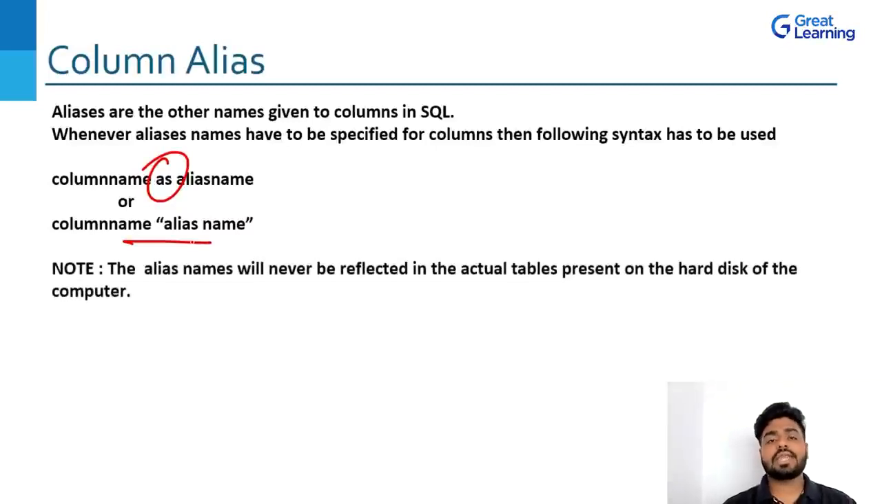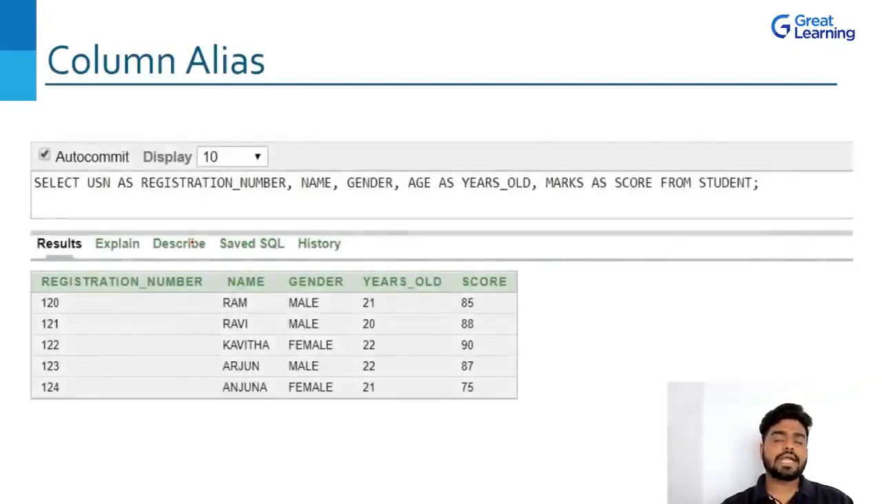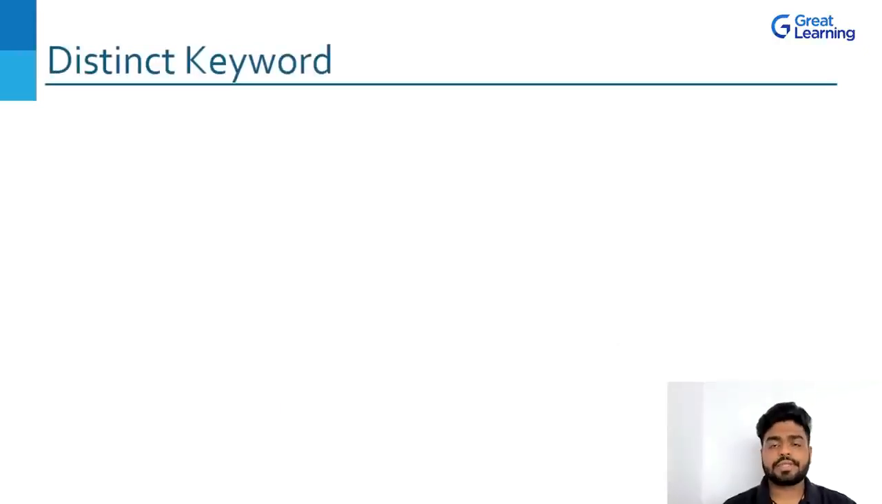The alias name will never be reflected in the actual table. These are just temporary names, not the actual names which are present in the hard disk of the computer. Okay, so how do we write it? Select USN as registration number, name, gender, age as years old, marks as score. And this is how you will get the result, right?